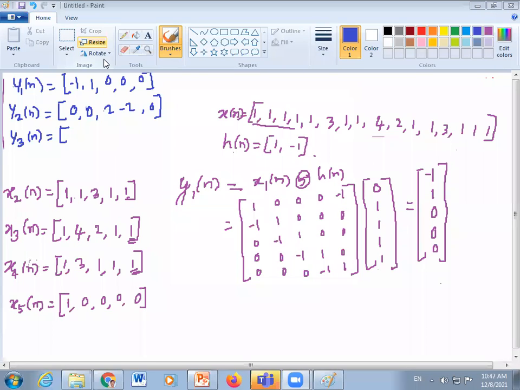Zero 3. This is 0 3, minus 2, minus 1, 0. After 0 3 comes minus 2 minus 1 0, which equals 1 0. How many of you got this answer? Yes sir. Okay.